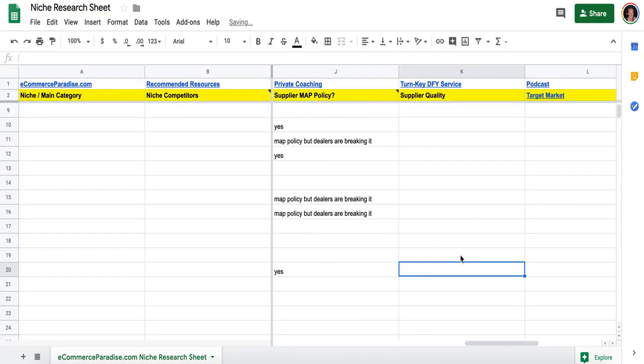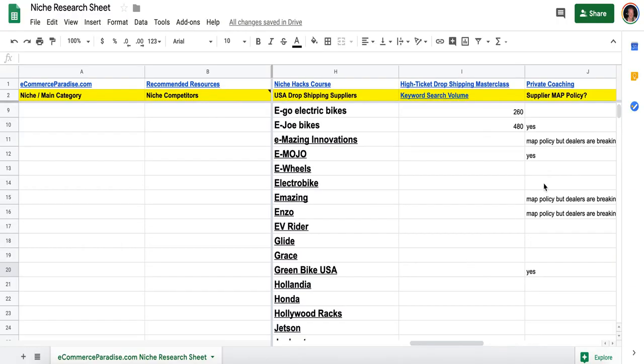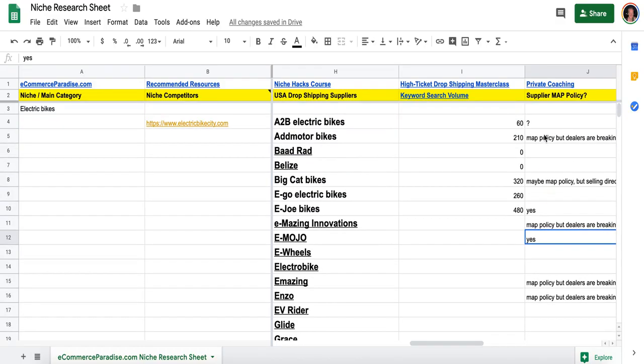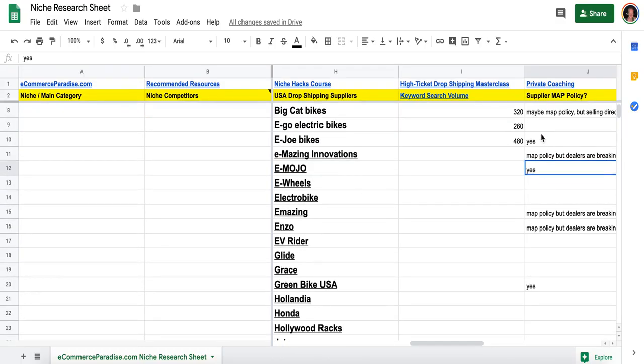Okay, so the key here, guys, is that you want to make sure that your suppliers have a MAP policy, and the most ideal suppliers to work with are the ones that are enforcing their MAP policy. Okay, so the ones where you're going to be marking yes here are the ones that you want to start with.